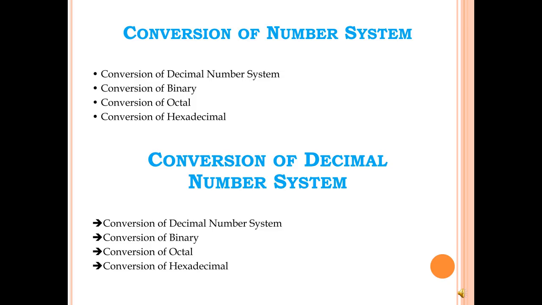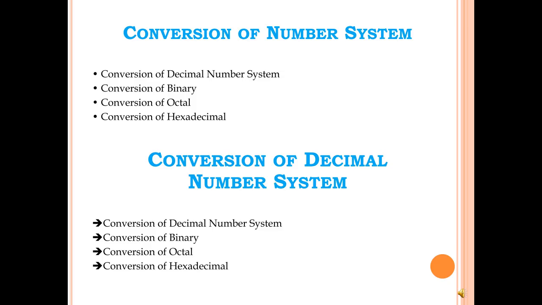Now, as we have seen the different formation of number system, now we will see the conversion of number system. That means how the specified number system gets converted. So the first conversion comes as conversion of decimal number system. Then we have conversion of binary. Then we have conversion of octal. Then we have conversion of hexadecimal.